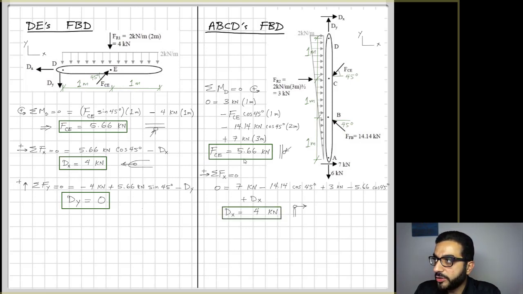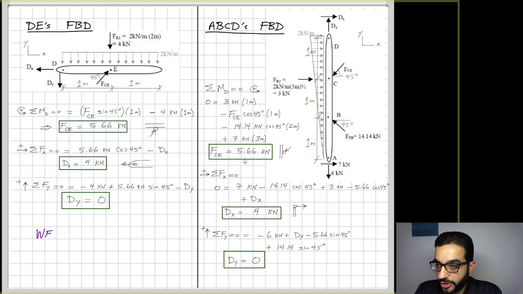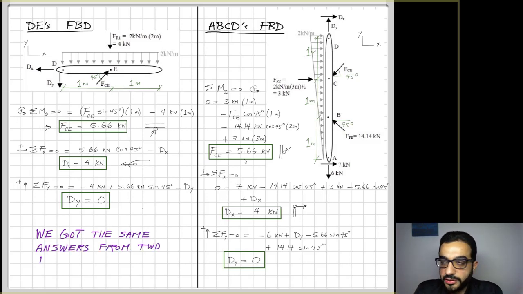When I do the sum of forces in X now, I will be able to find the one unknown left in X, which is Dx. It's positive, so I'm confirming that's the direction I got. And when you do the sum of forces in Y, you will get Dy, same as we got before, Dy equal to 0. So in summary, we got the same answers using two different free body diagrams.